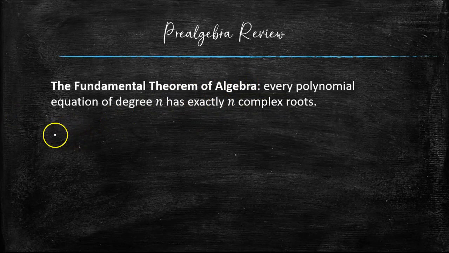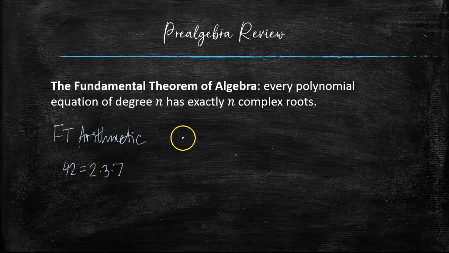Well, let me remind you what the fundamental theorem of arithmetic states. It states that every number can be factored into a product of prime numbers if it's not prime. So it says that, for example, 42 can be written as 2 times 3 times 7. Now, the fundamental theorem of algebra, at first glance, doesn't say anything about factoring.